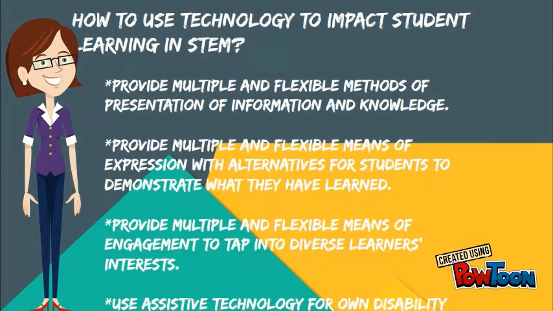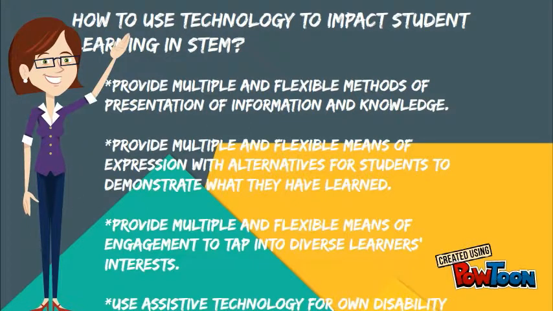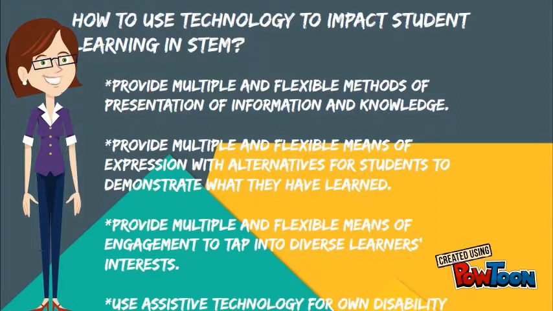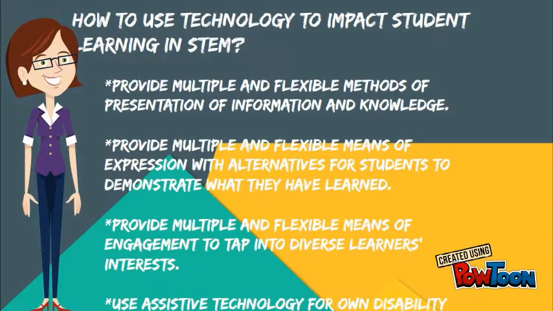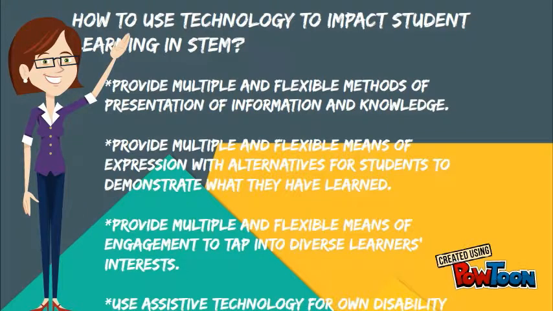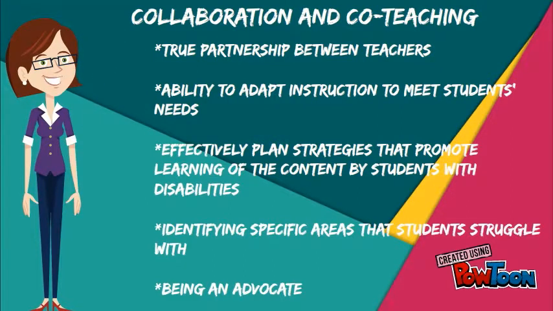How to use technology to impact student learning. Technology can be used in multiple ways to provide multiple and flexible methods of presentation of information and knowledge, flexible means of expression, flexible means of engagement to tap into diverse learners' interests, and also kids with disabilities can use their assistive technology.